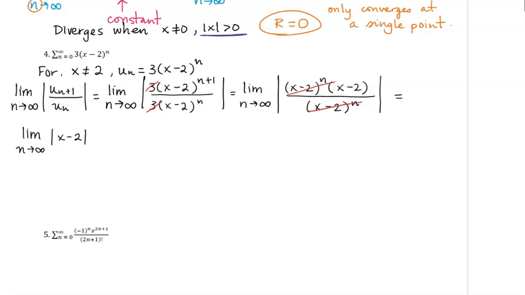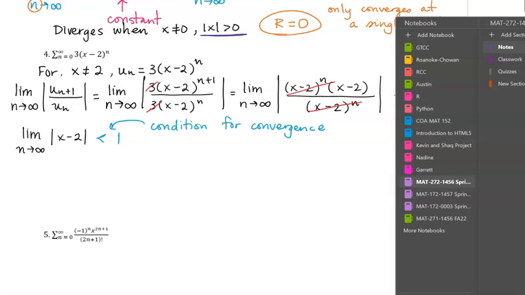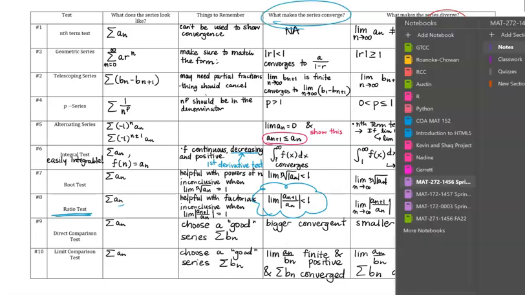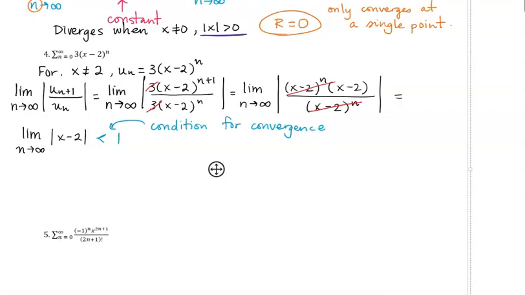The conclusion of the ratio test tells us that this series will converge when this absolute value is less than 1. That less than 1 is the condition for convergence. And I'm getting that, going back to our summary of series, from right here. When will the series converge for the ratio test? When that limit is less than 1. Let me just go a step further, by the way. This limit is just equal to the absolute value of x minus 2.